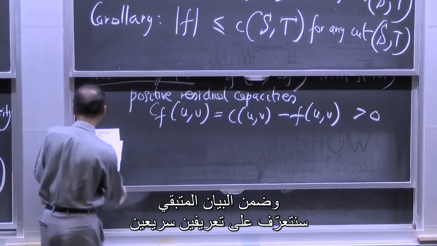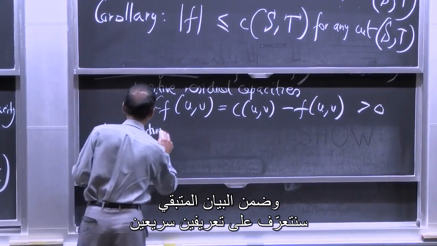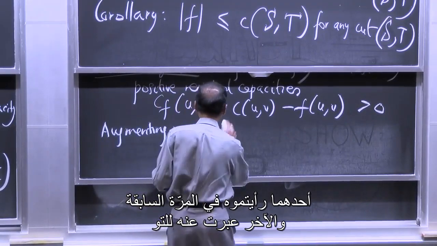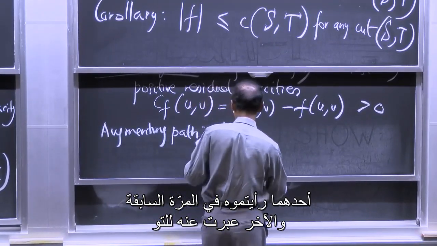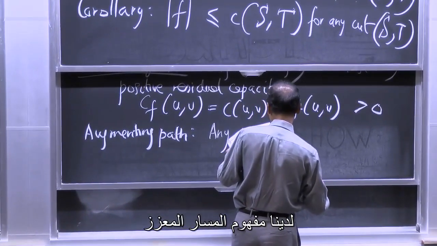And in the residual graph, two more quick definitions, one of which you saw last time, and another that I just verbalized, is the notion of an augmenting path.